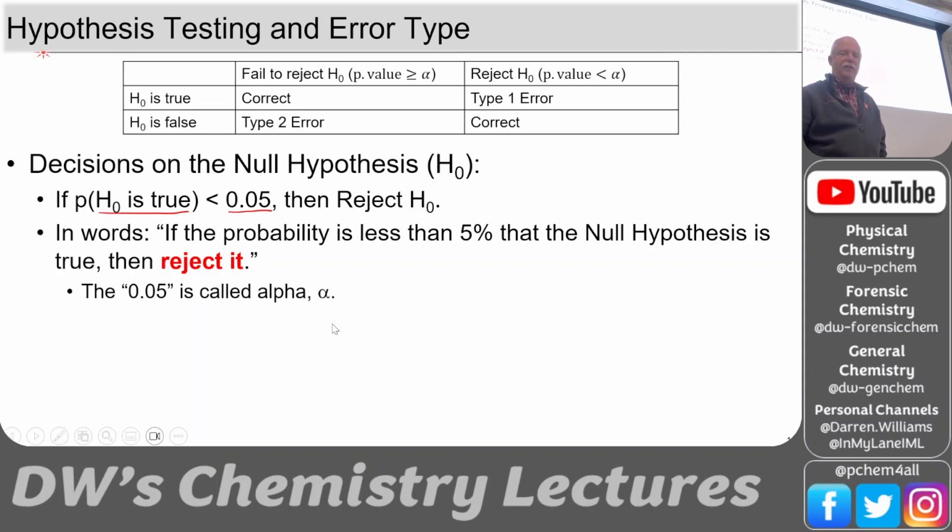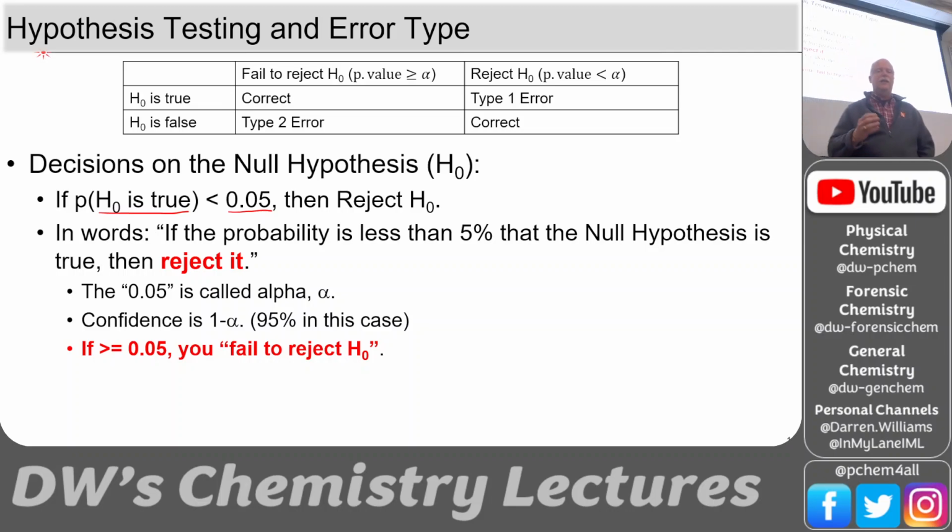This 0.05 is called alpha. So you'll see a lot of times when you're looking at statistical tests, they'll say alpha of 0.05. That's that criterion. Sometimes they'll say an alpha of 0.025, so that's like a 2.5% chance, and our two-tailed test will have that one. Sometimes they'll have an alpha of 0.01, which will be 99% confidence. So 1 minus alpha is your confidence. In this case, 1 minus 0.05 is 0.95. That's our 95% confidence. If it's greater than or equal to 0.05, we fail to reject the null hypothesis.